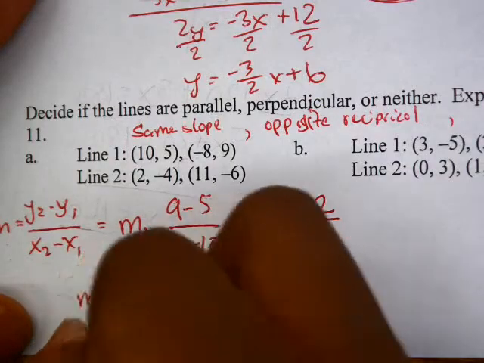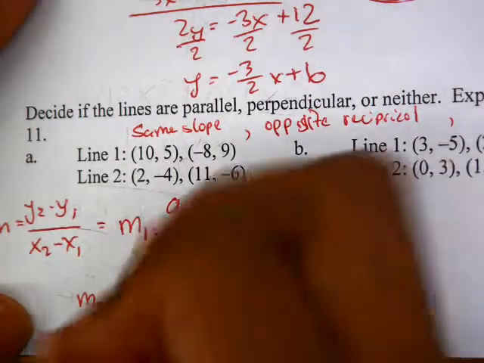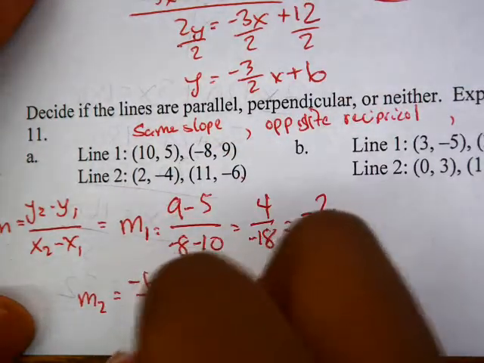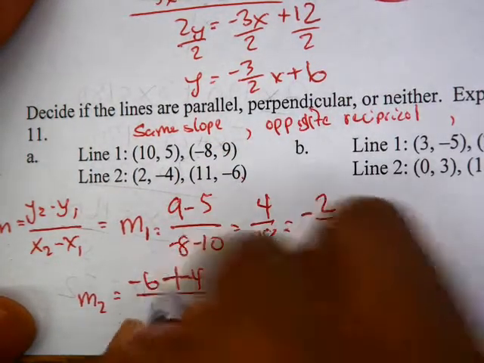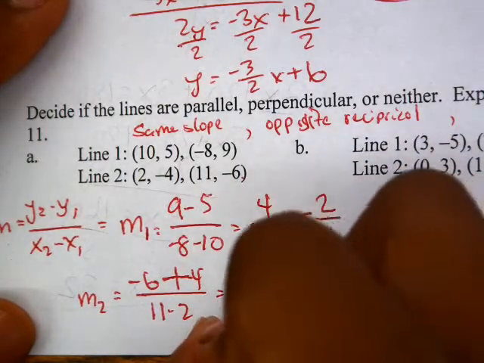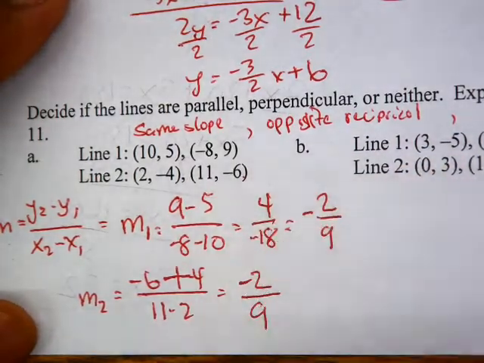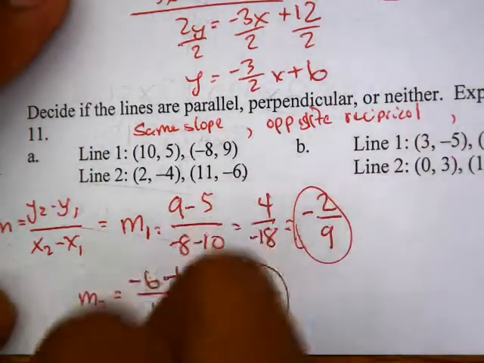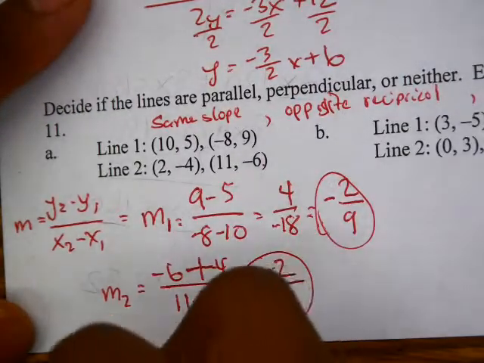Slope for line 2 is negative 6 minus negative 4 over 11 minus 2. So negative 6 minus negative 4 is negative 2 over 9. These have the same slope, so these are parallel.